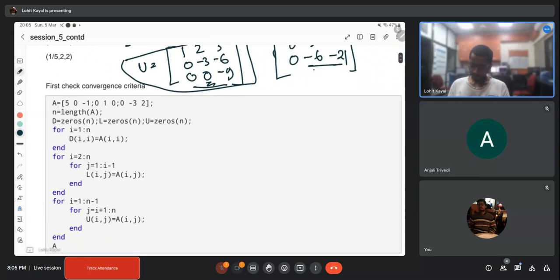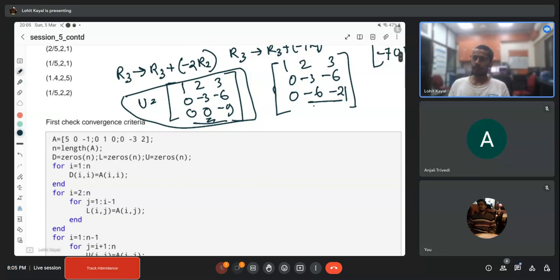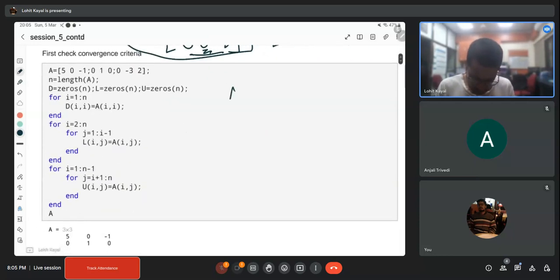Now first, I wanted to check the convergence criteria. This is not necessary to solve the problem, because it is already said that you need to use the Gauss-Seidel approximation, but this is just for clarity. So this is our matrix: 5, 0, minus 1, 0, 1, 0, 0, minus 3, 2.